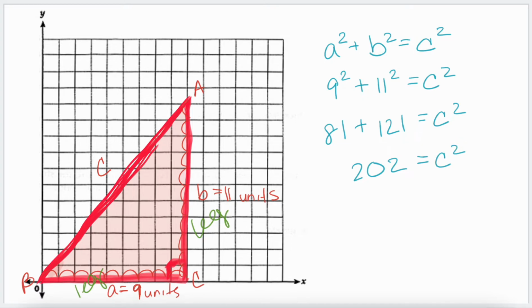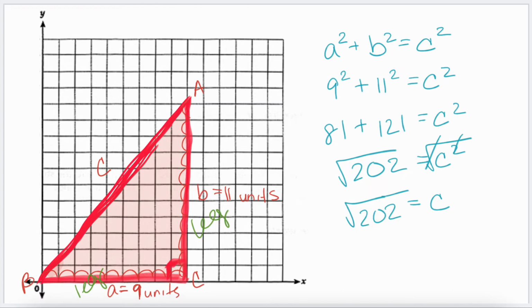Now the inverse operation of squaring a number is taking the square root of that number. So in order to solve for C, we would need to take the square root of both sides of our equation. Squaring a square cancels out. They are inverse operations. So now we just have the square root of 202 is equal to C. Well, what's the square root of 202? You can just leave that as the square root of 202. That's perfectly fine. It's not a perfect square, so it doesn't really simplify to a nice number.